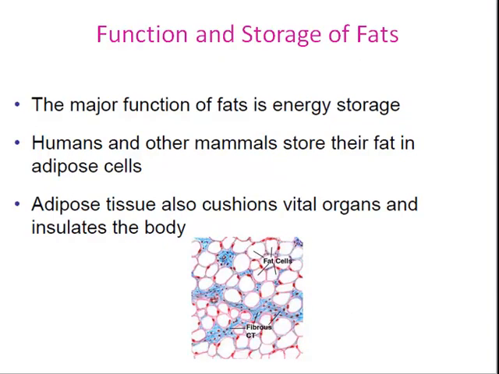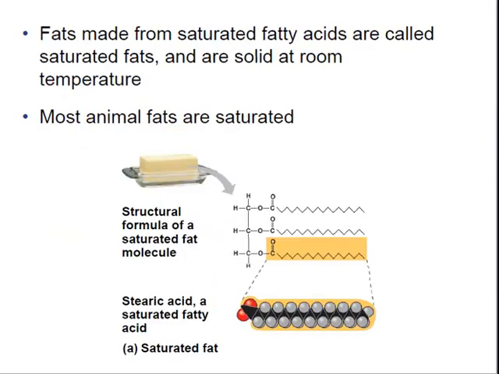Well, fats actually do have a good function, and they are a main source of energy storage. Humans and other mammals store their fat in adipose cells, which is the scientific way of saying fat cells. Adipose tissue also cushions vital organs and insulates the body. Fats made from saturated fatty acids are called saturated fats, and they're solid at room temperature. Most animal fats are saturated. So there's your wonderful dish of butter, and that is from saturated fat because they are solid at room temperature.